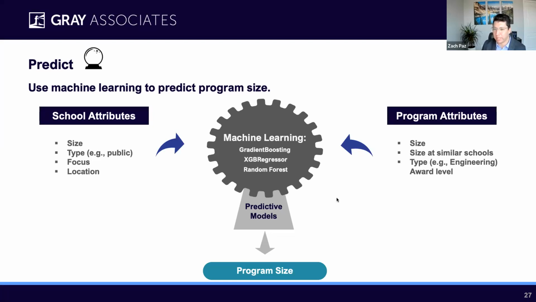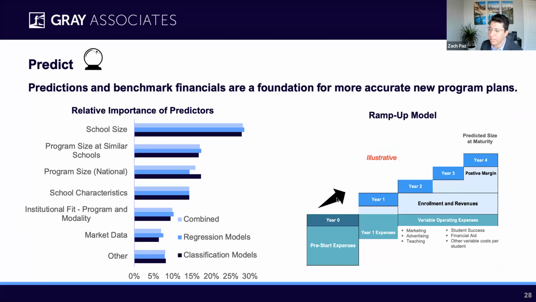So what information and what techniques are available outside to help you predict program sizes? Some things that we've leveraged: school attributes like size, type, focus, and location, and then program attributes. Are these programs that you're thinking about, do you have this type of program at your school? For example, if you're thinking about launching engineering, do you already have an engineering school? What's the award level? What's the modality? Using that information, you can actually come up with a machine learning prediction for a potential new program. Using that information, you can then help build out what's the appropriate ramp-up model for a new program, so you can have a more accurate view of new program plans.